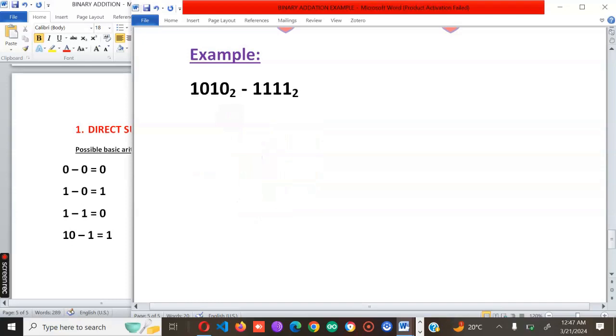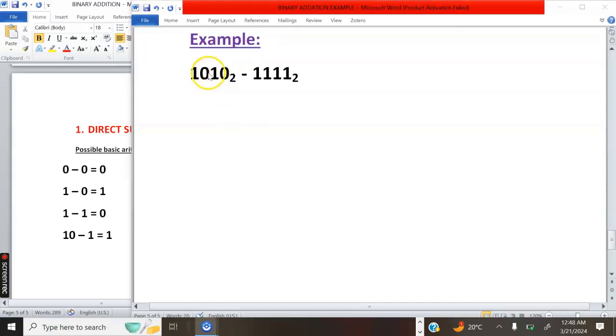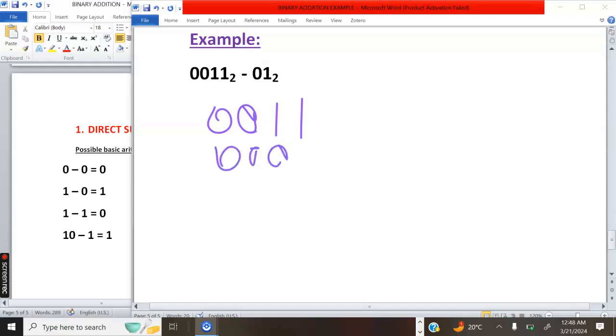Allow me to change this one. So we can convert to a number like this one, and the other number, we can have a number like that. So we can try to do this one. So this is 0, 0, 0, 1, 1. Then the other number is 0, 0, 0, 0, 1. Then you subtract directly.